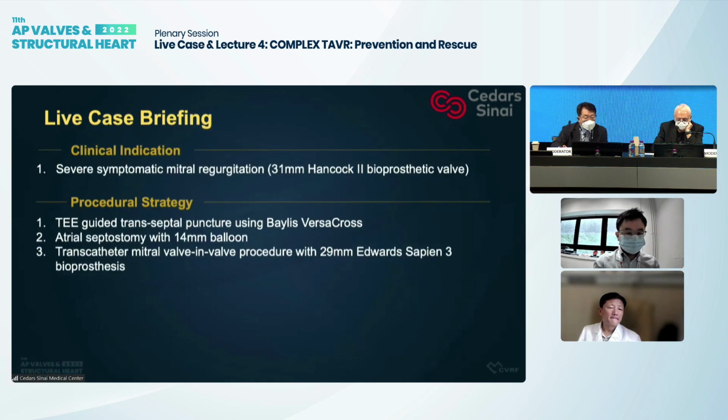Next slide. So in summary, we have this gentleman with severe symptomatic mitral regurgitation of a bioprosthetic valve. We're going to demonstrate to you a mitral valve-in-valve procedure with a transseptal puncture using the Baylis VersaCross system, an atrial septostomy with a 14 millimeter balloon, together with a valve-in-valve procedure using the 29 Edwards Sapien 3 bioprosthesis. Great. Thank you very much.